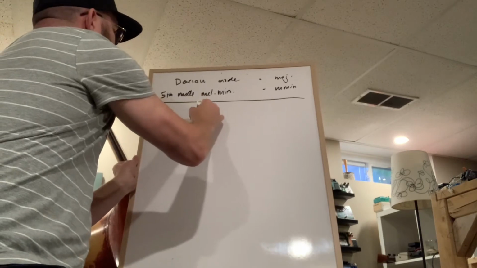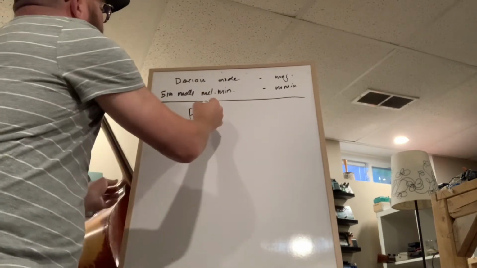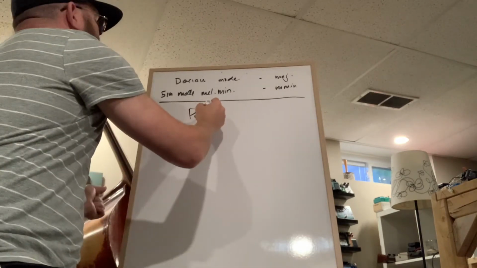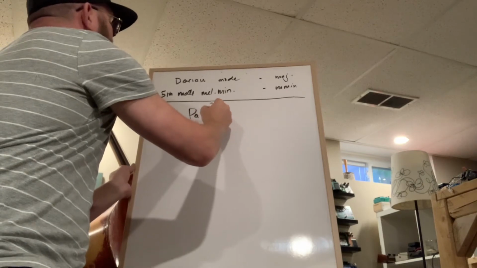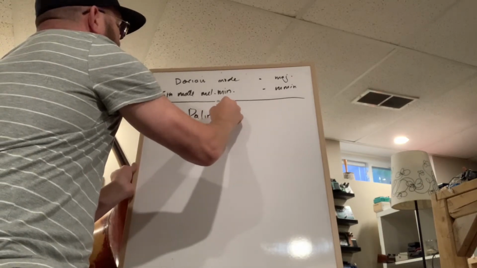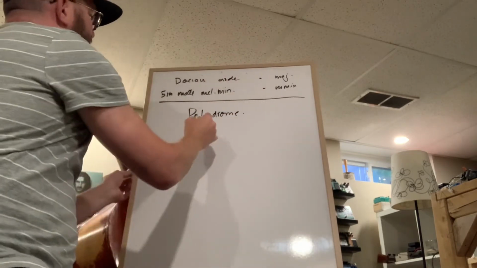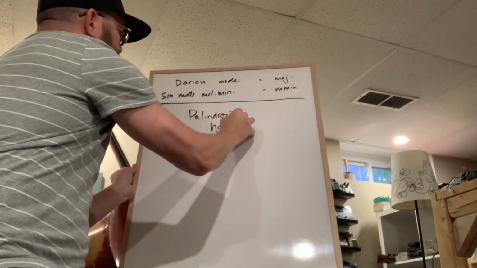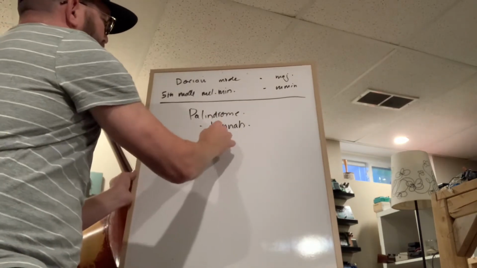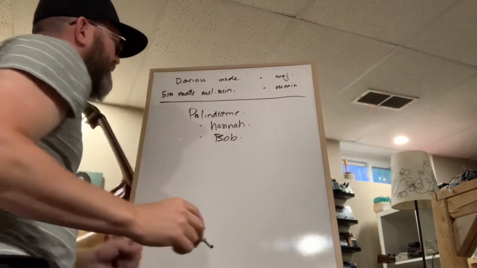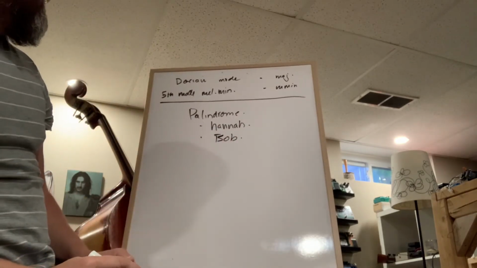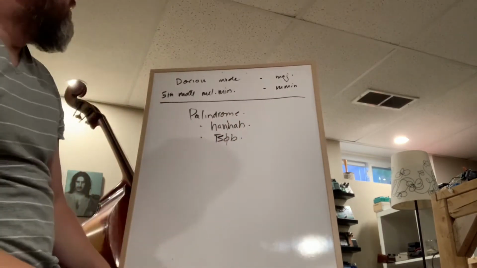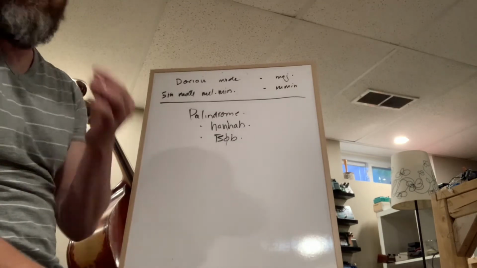There is this concept in, I guess it would be linguistics, called a palindrome. A palindrome, I'll give you an example, I think you'll see what I'm talking about here. The name Hannah is a palindrome. The name Bob is a palindrome. They're perfectly symmetrical. You can spell them frontwards and backwards, you get the same result.